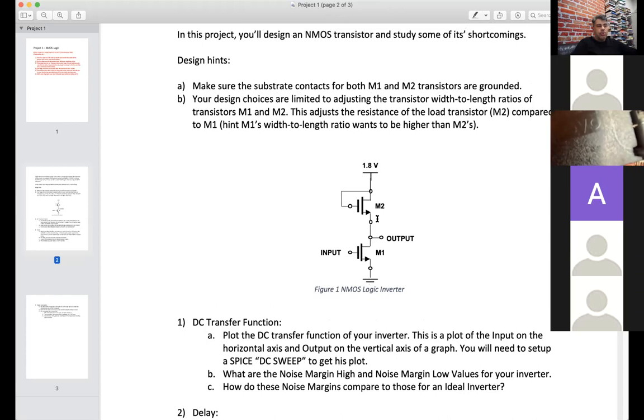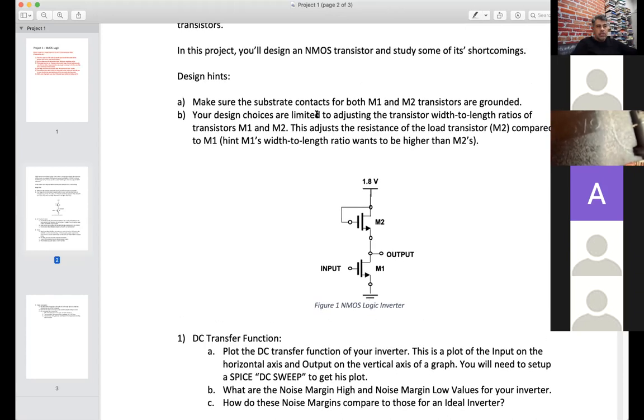Okay, so a couple of hints here. Referring to our process technology lecture from the previous set of slides, remember that M1 and M2 are NMOS transistors. They're both sitting on the substrate. So both of their substrate contacts, the substrate or body contact, whichever you want to call it, need to be grounded. Make sure you ground both of those. I'll show you what that means.